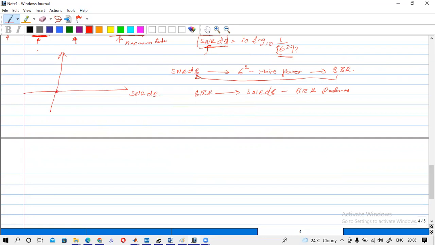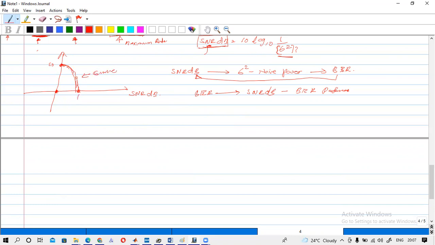At a very low SNR value, we will have a very high bit error rate, up to around 50 percent. When we increase the SNR dB, the bit error rate should decrease, because increasing SNR means we are reducing the noise power, so our bit error rate should be less. At some value, this bit error rate will be 0. So you will have this kind of curve.